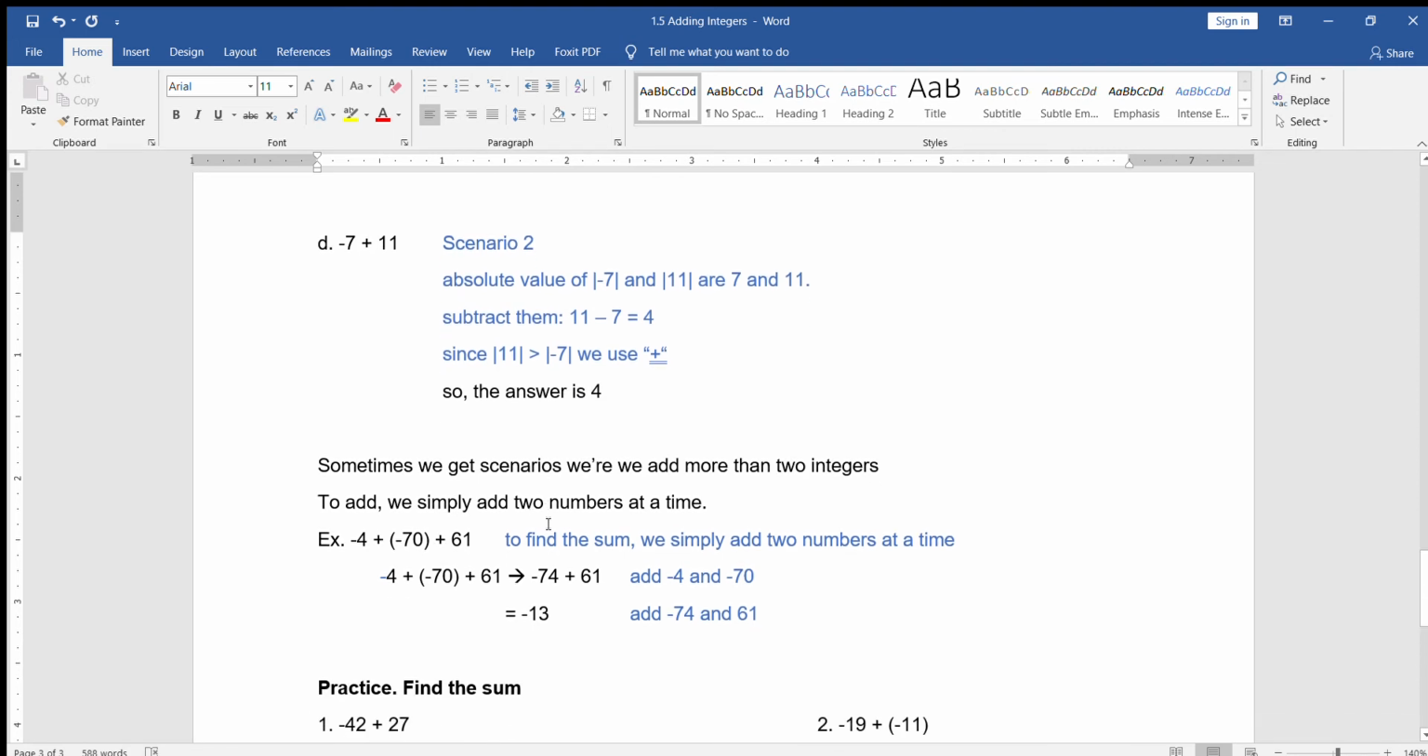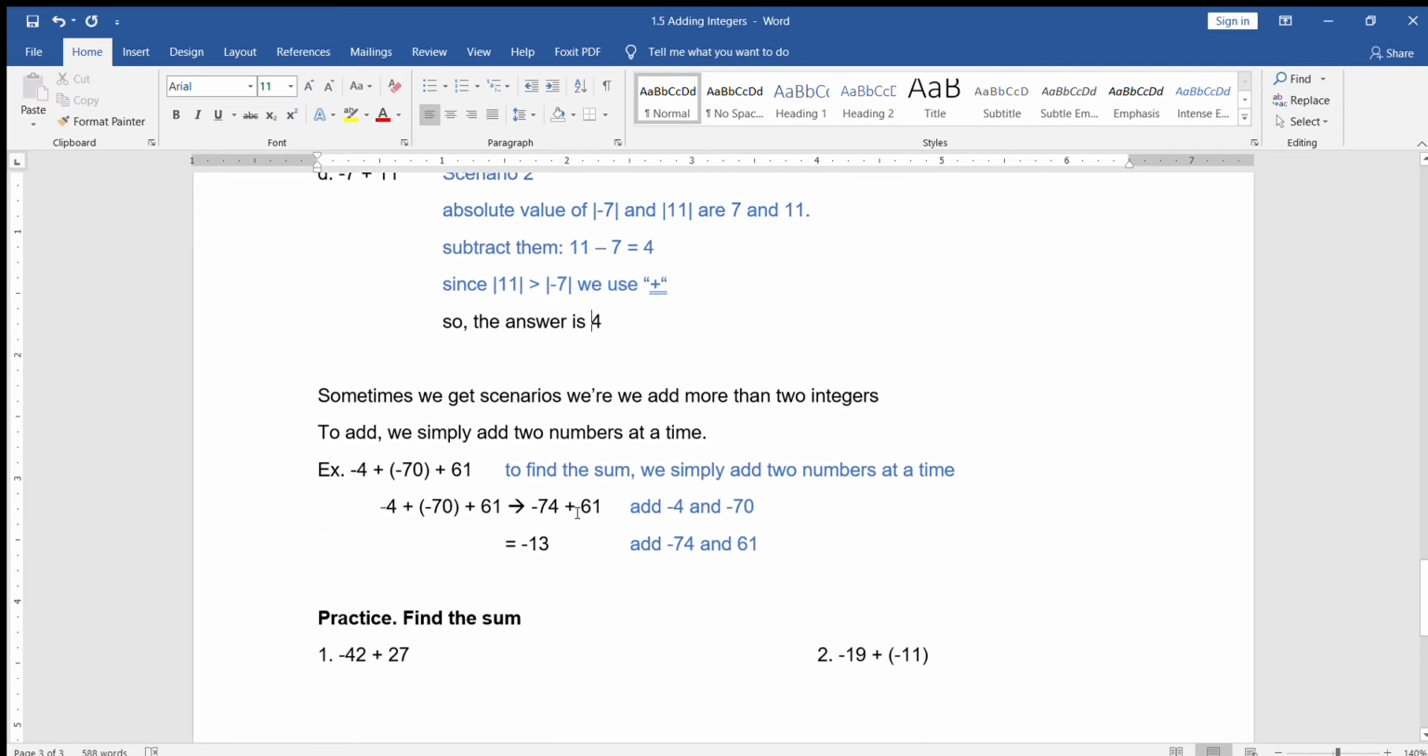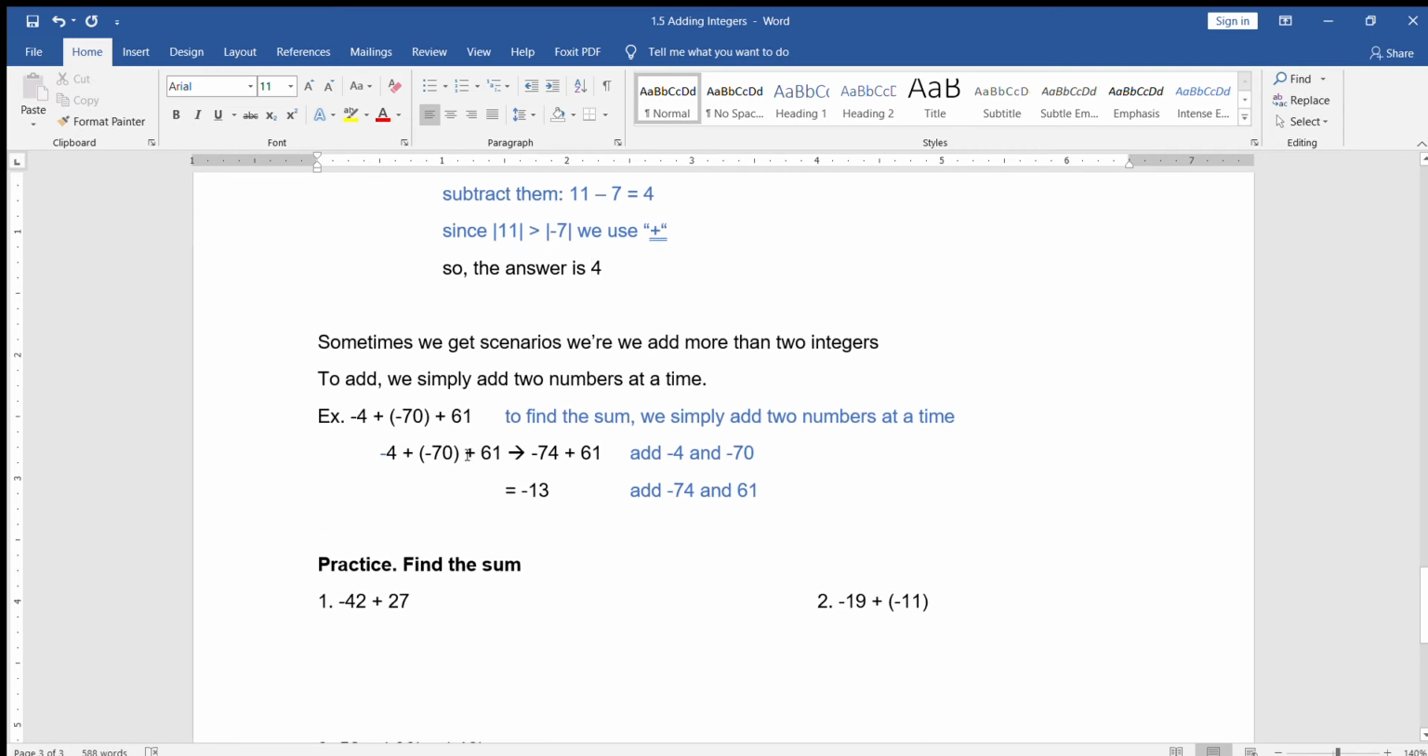Now, sometimes we get scenarios where we're going to add more than 2 integers. How do we add them? We simply add 2 numbers at a time. So in this case, we have negative 4 plus negative 70 plus 61. We're going to add 2 numbers at a time. So first thing first, we're going to add negative 4 and negative 70.